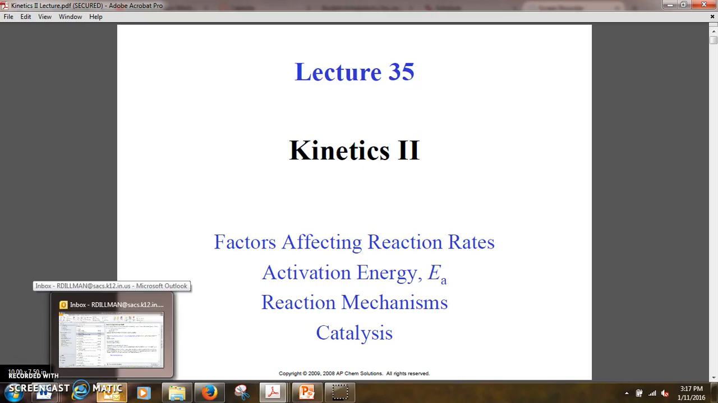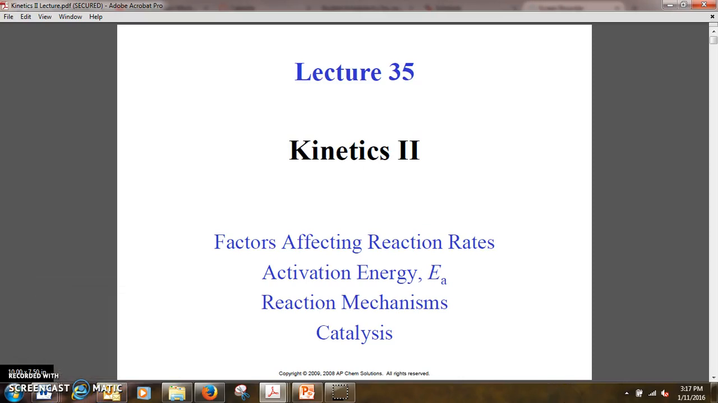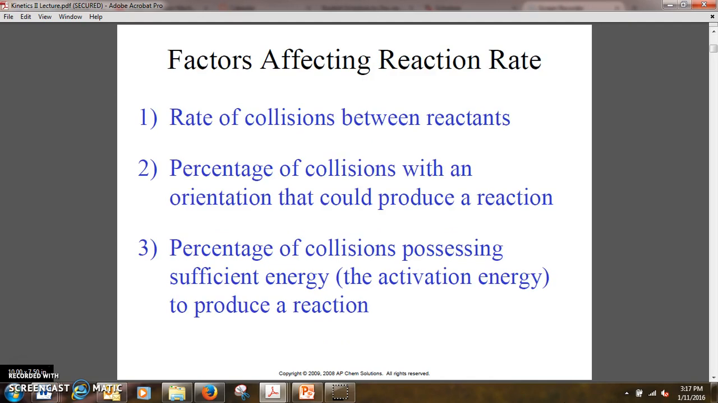Okay, so we're going to continue our discussion on kinetics today. What we're going to look at is how molecules actually collide and react with one another. You see here there are three factors that affect how fast a reaction takes place, or the rate at which it takes place. First factor you see is the rate of collisions between reactants.